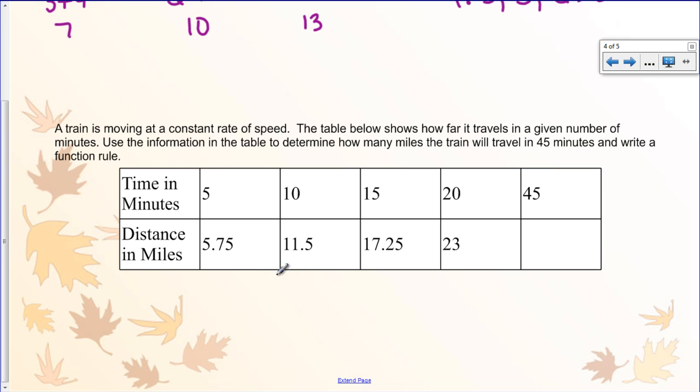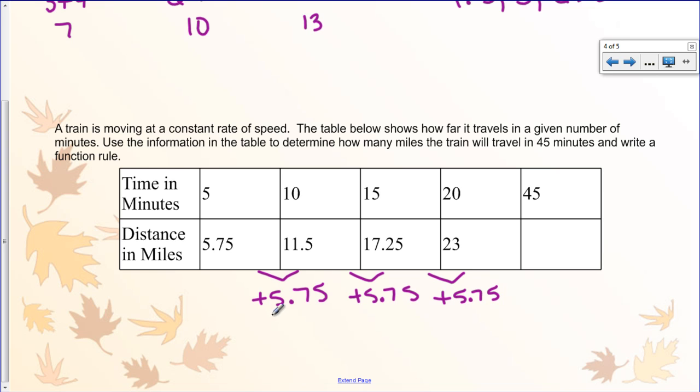So the first thing I have to do is figure out my change. Well, to go from 5.75 to 11.5, that's a change of 5.75. From here to here, that's also a change of 5.75. And guess what? So is this. It's also a change of 5.75.